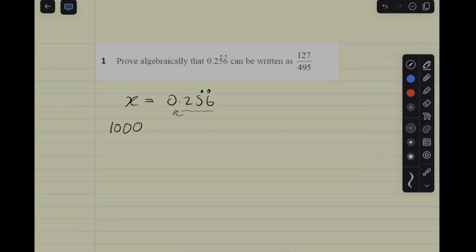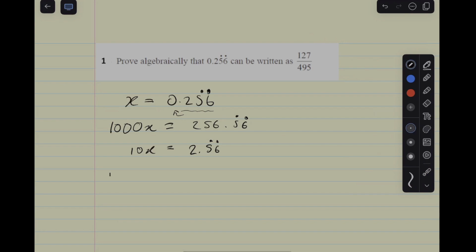So 1,000x equals 256.56 recurring. And then because the whole number isn't recurring, so 256 is not recurring together, we've got to separate the 56 from the 2. So we're just going to times x by 10, so 10x, which equals 2.56 recurring.